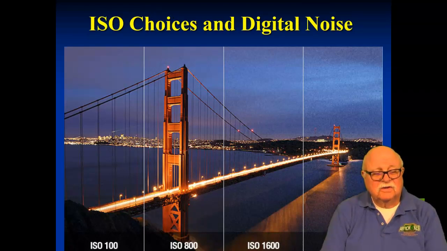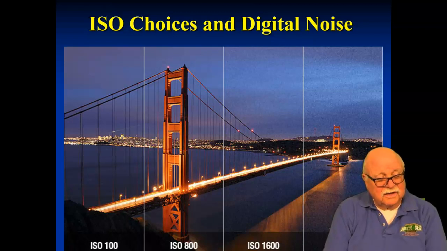Here's an illustration showing the differences between 100 and 3200 ISO. At 100 ISO, you get little or no digital noise. Back in the old days of film, we would call this grain. We had to use film that had more grain in it so that you could take pictures at low light level conditions. Here we've got good conditions.